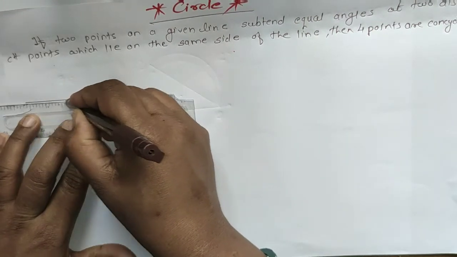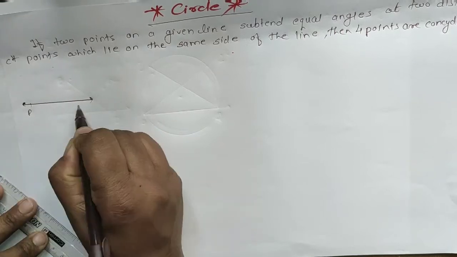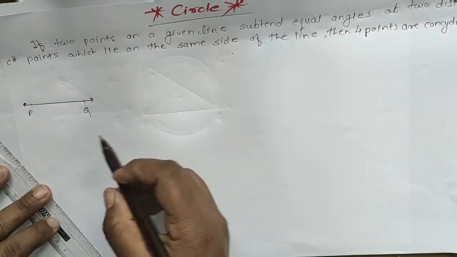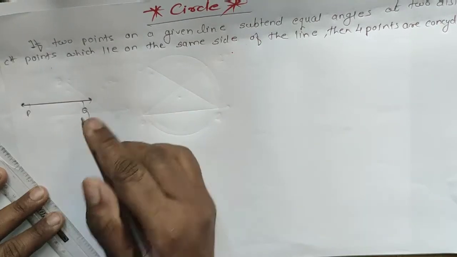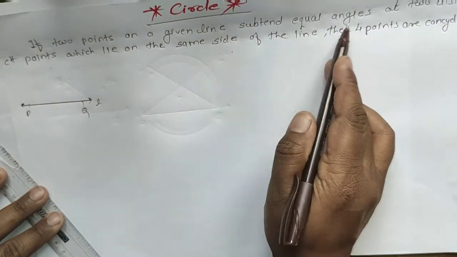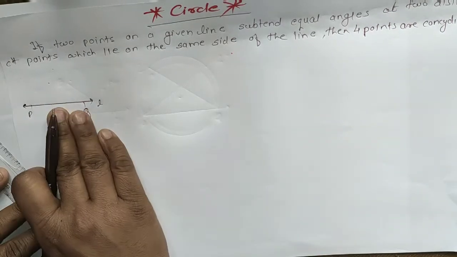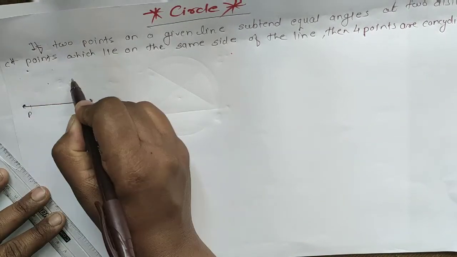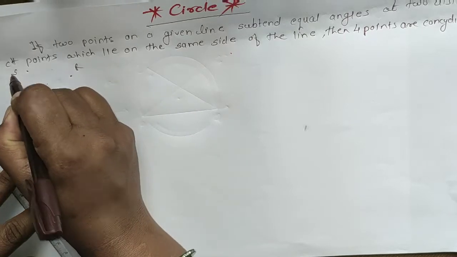This is a figure. Suppose the line's name we will give as P and this is Q. So these 2 points are there on a given line. Subtend equal angles with the 2 distinct points which lie on the same side of the line. Suppose here I took 1 point and here I will take 1 point. This is R and this is S.